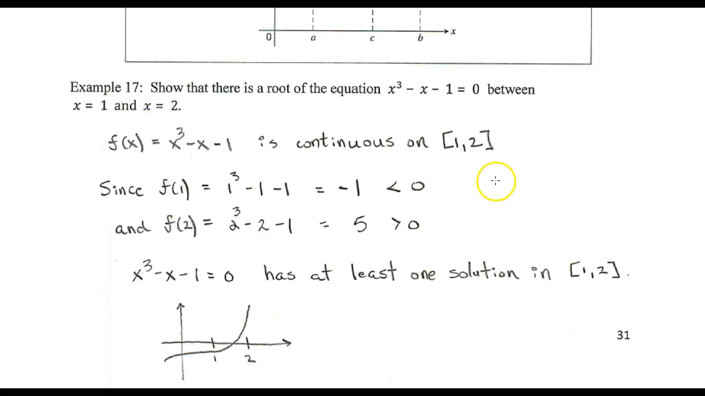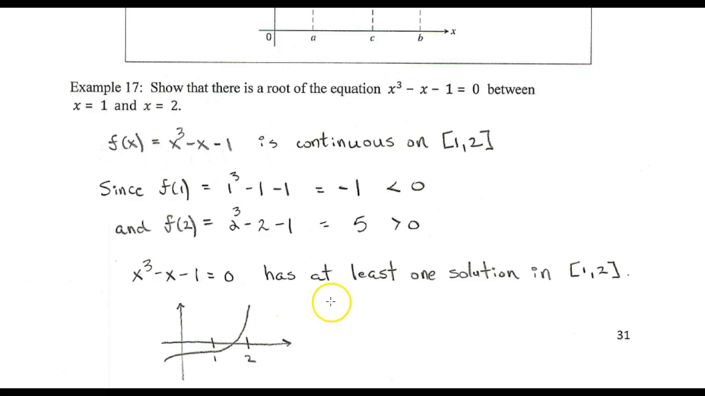So what we do is we look at the value of the function at 1 and at 2. And notice that the function value at 1 is minus 1, which is a negative number, and the function value at 2 is 5, which is a positive number. That means that the function must cross the x-axis somewhere between 1 and 2. It has to, because it's negative at x equals 1 and positive at x equals 2. Thus, to get from negative to positive, it's got to cross the x-axis, which is where y is equal to 0. So therefore, it has at least one solution.